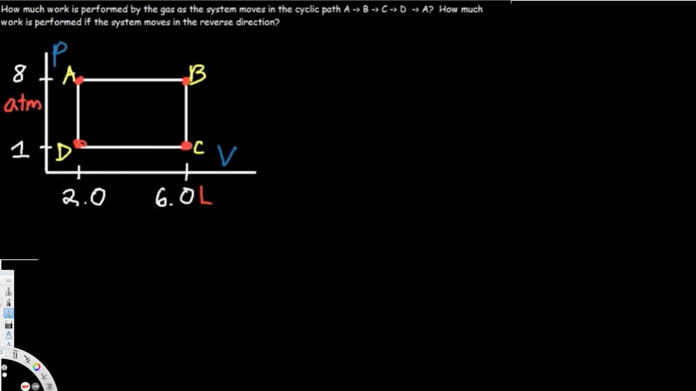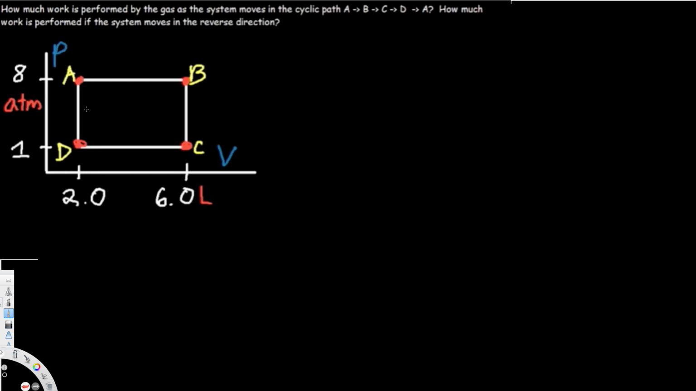Let's do this problem right here. The first question is asking how much work is performed by the gas as the system moves in the cyclic path A, B, C, D, A, right? And how much work is performed if the system moves in the reverse direction? So let's see how we can find this one.